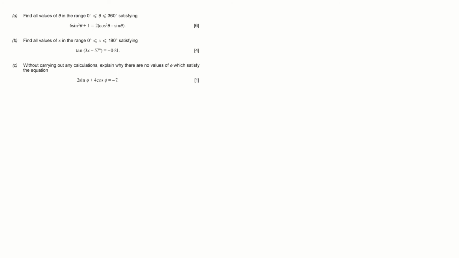Okay, trig. Quite a chunky trig question by the looks of it. Part A: find all values of theta in the range 0 to 360 inclusive, satisfying this. Now, trig identities immediately here, because we have some sines and we have some cosines, and you can't have both. Well, very unlikely that you'd have both.